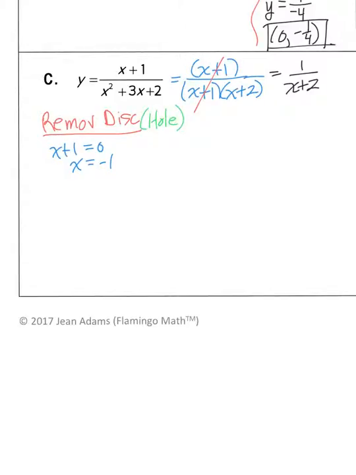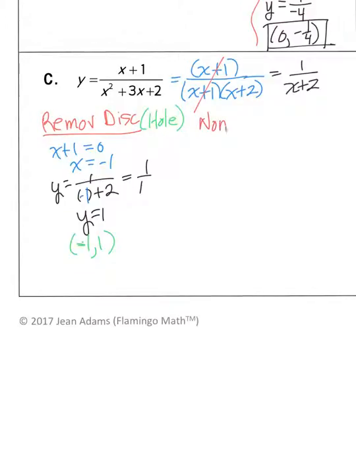So I'm going to plug -1 in for this x, to get my y value. I'm going to plug the -1 in here, and I get 1 over 1, so my y is equal to 1. So my hole is going to have a value of (-1, 1). That affects our domain, and so does our non-removable discontinuity.